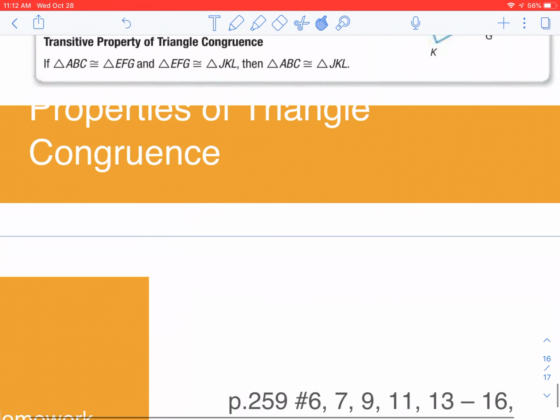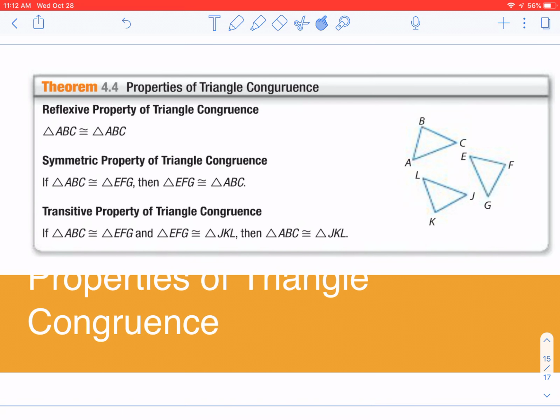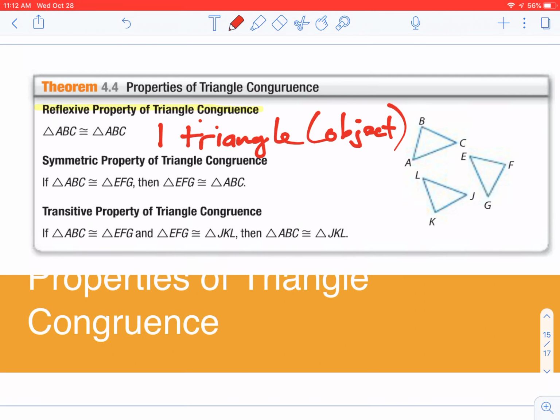And we have one other slide here. Properties of triangle congruence. So we're going to be practicing with these more and more as time goes on. First one we have is called reflexive property. Reflexive property always has one triangle or object that it's talking about. Okay? So reflexive is ABC is congruent to ABC. Just like seeing yourself in the mirror, you see the same thing.